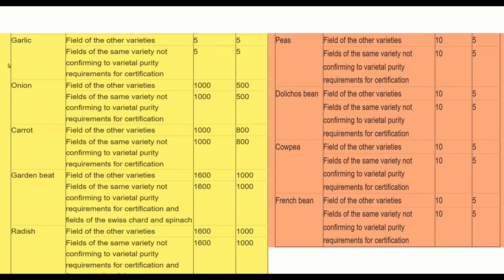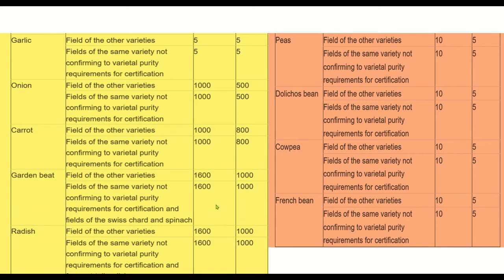As you can see here, for self-pollinated crop plants, the minimum distance is small. Garlic is propagated mostly by an asexual, vegetative mode of propagation, which is by bulbs. In the case of onion, it flowers, so we have to maintain a moderate isolation distance, and a high one for highly cross-pollinated crop plants such as garden beet and radish.